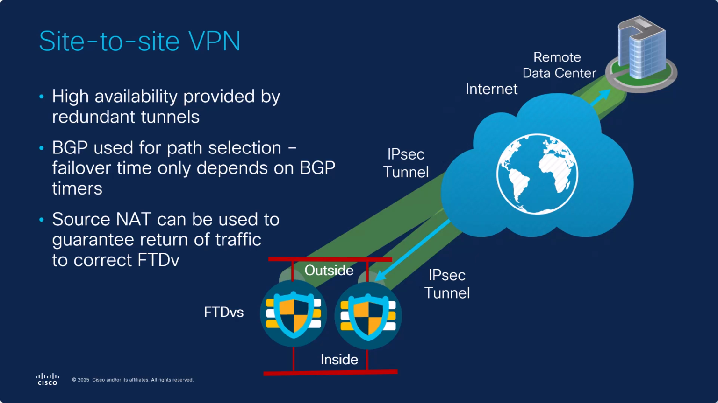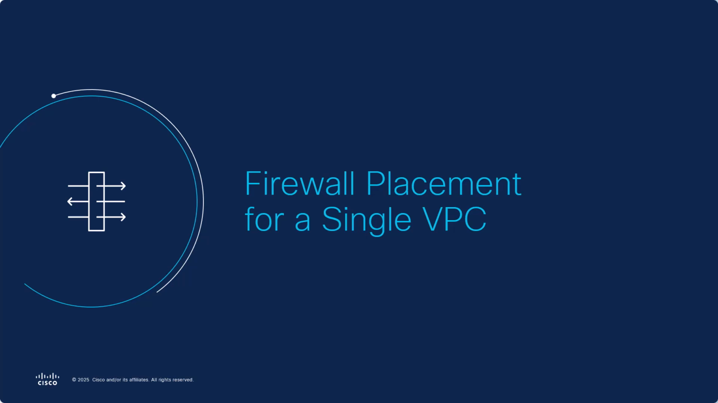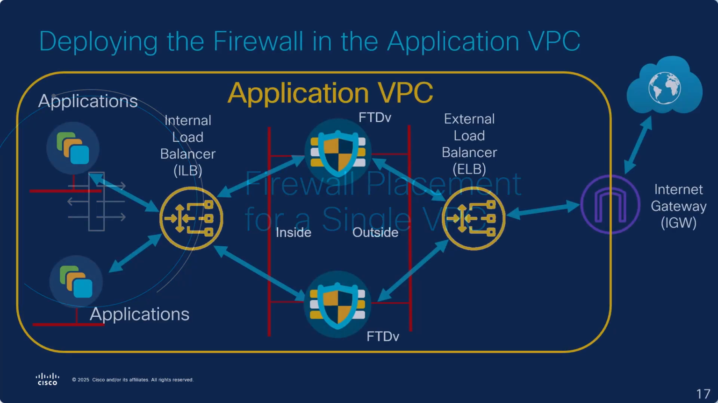BGP is used for path selection. Failover time will only depend upon the BGP timers. However, within the AWS environment, you will have to do source NAT to guarantee that the traffic is returned to the correct FTDV. Let's look at firewall placement for a single VPC deployment.